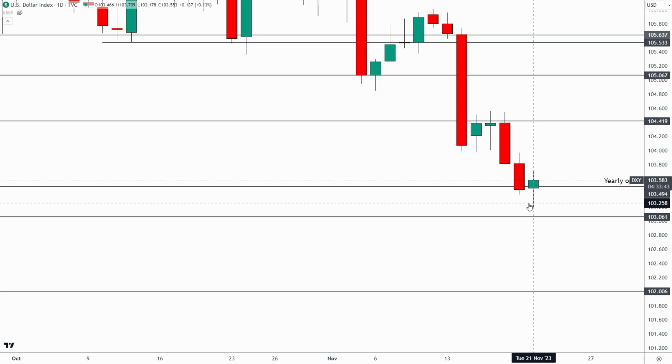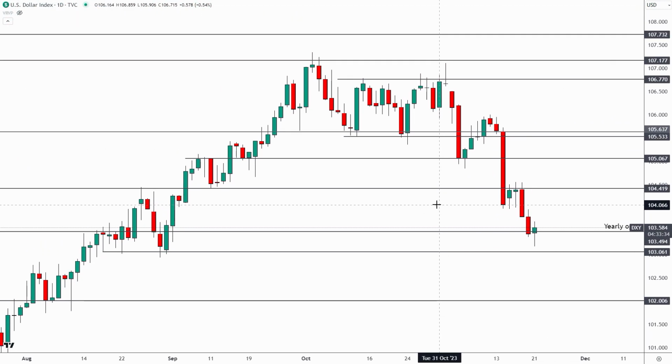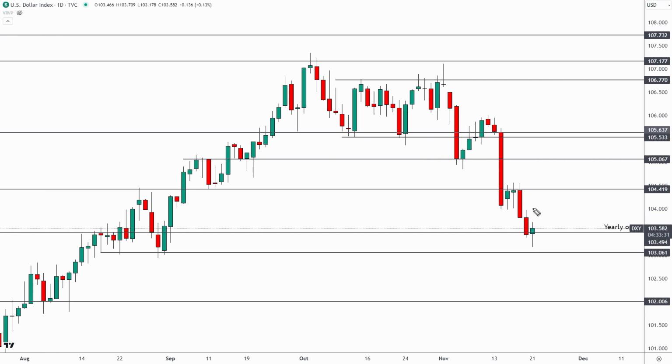There is no confirmed reversal just yet for the DXY, the same thing goes for the euro. So keep that in mind. However, if we do get a confirmed reversal, whether it be today or next week, the areas that you're going to want to watch are these lows right back here, 104.40, and also that 105 area.